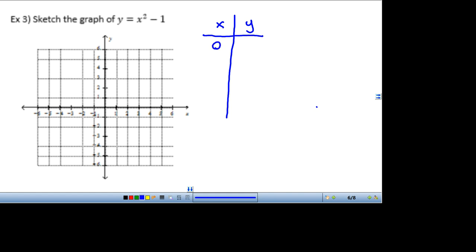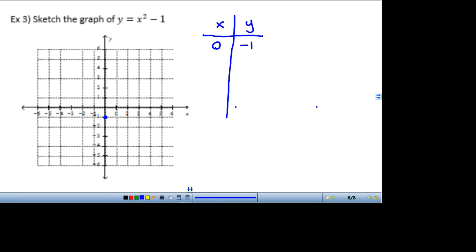I'm going to start with 0. 0's easy. If x is 0, what's 0 minus 1? Oh, my y is negative 1. Yeah, all right, cool. So I got (0, -1). Let's plot that right down here. Okay, I'm cool.